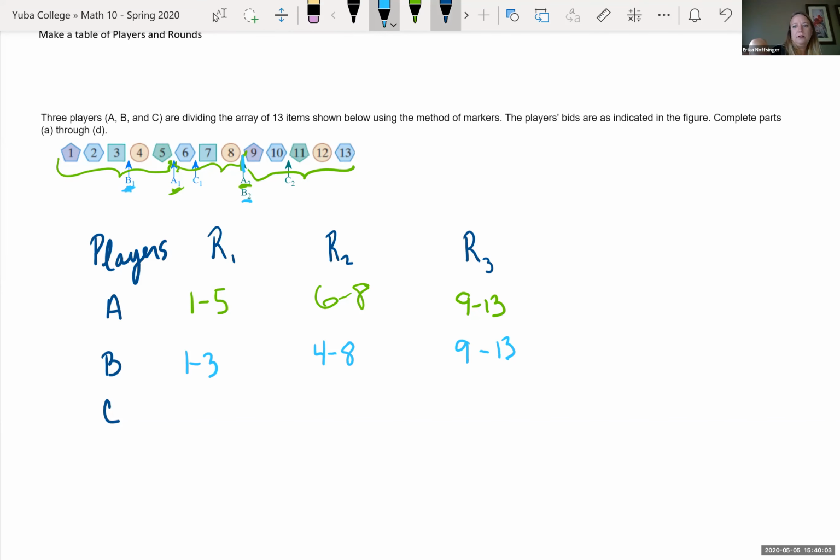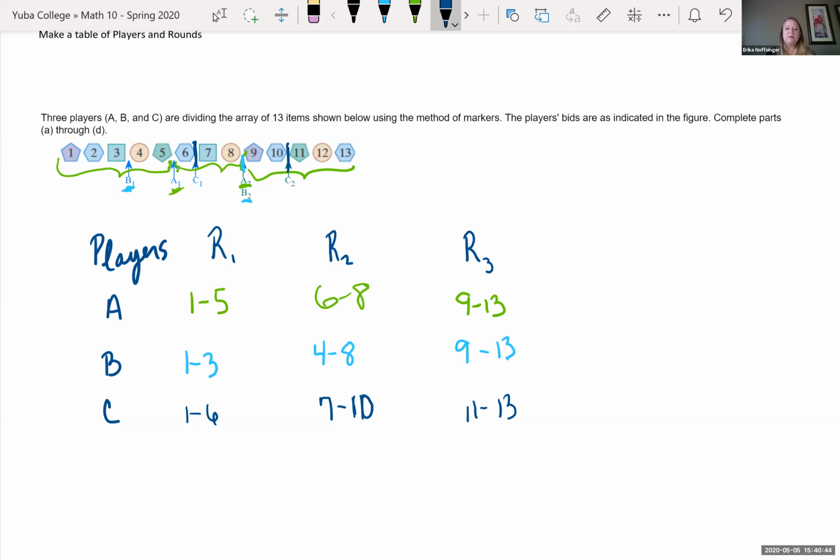And then last, we've got player C. They first put their first marker after 6, and so 1 through 6 is what they feel is a fair share for round 1. Then they put the marker after 10, between 10 and 11. So 7 to 10 is round 2, and 11 through 13 is round 3.